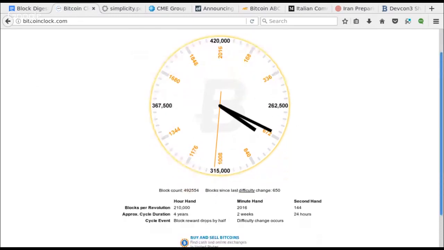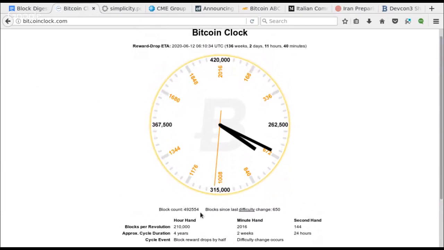And today we have a current block number, 492554. Ha, I didn't say it in the normal number format. Ha, I bet that threw you guys off.